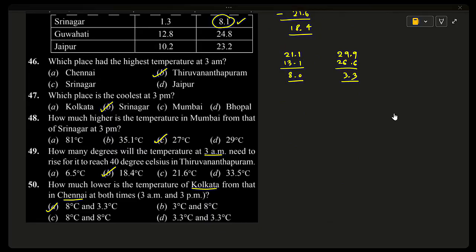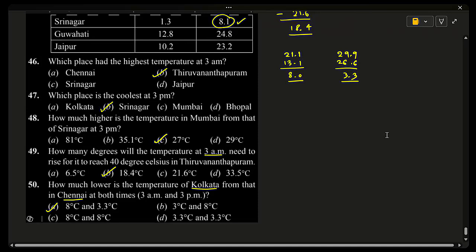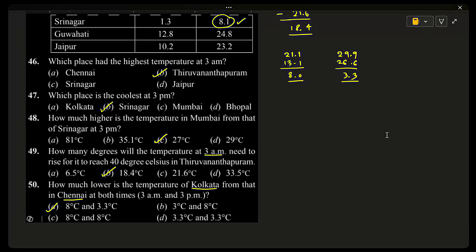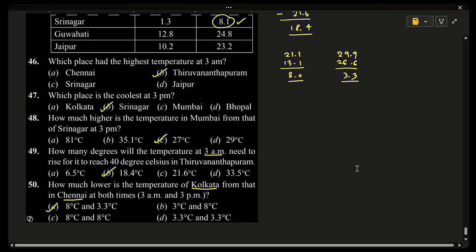Any doubts still here, you can raise your hand. Mayuk, what is your doubt? Yes. Suppose you have a question like which place had the hottest temperature at 3 p.m. We have to check the highest number. Hottest means we want the higher temperature, so the highest number we have to select. Coolest means the lowest number, or the least number.